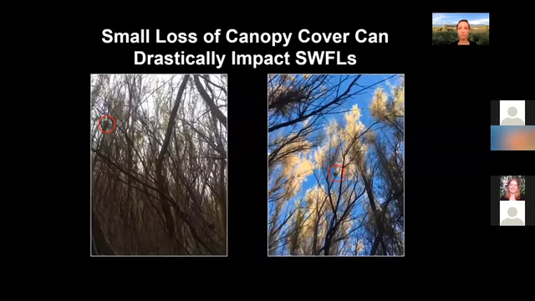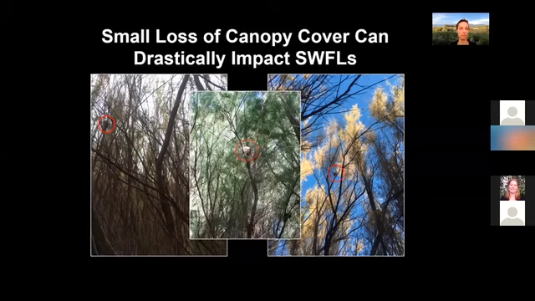So a small loss of canopy cover can have a severe impact on breeding willow flycatchers, both directly through the loss of nest concealment and indirectly through a loss of suitable microclimate conditions for nesting. And clearly you can just see the difference in this front photo, where the nest circled here in red is in fully foliated salt cedar compared to the other two, where the salt cedar they're nesting in is being defoliated.